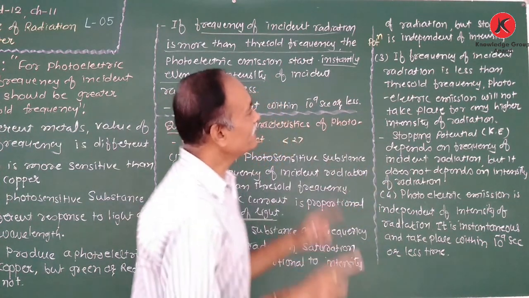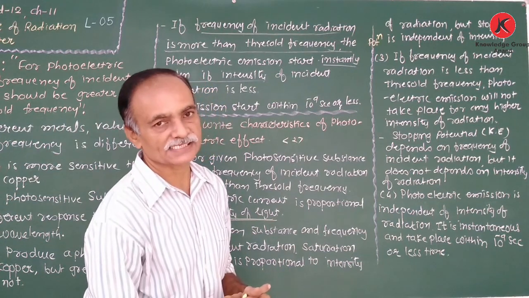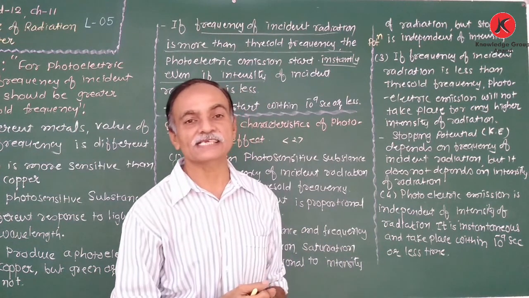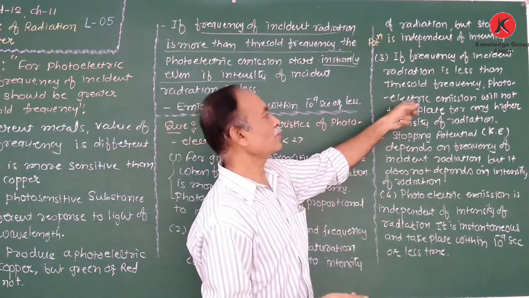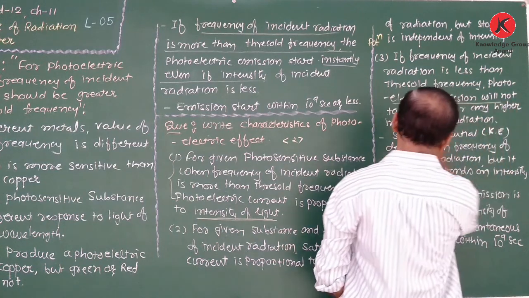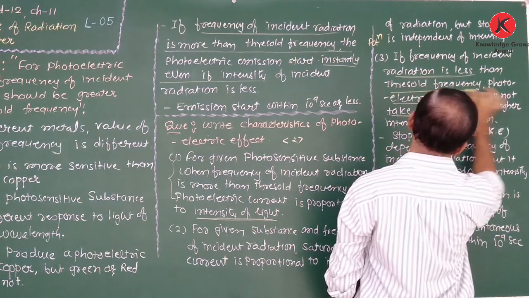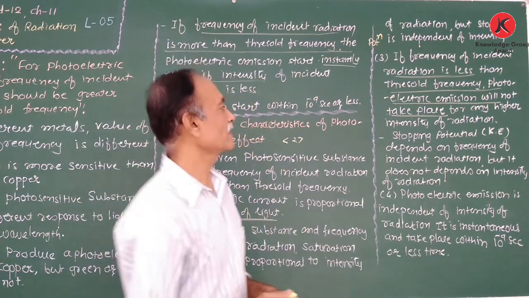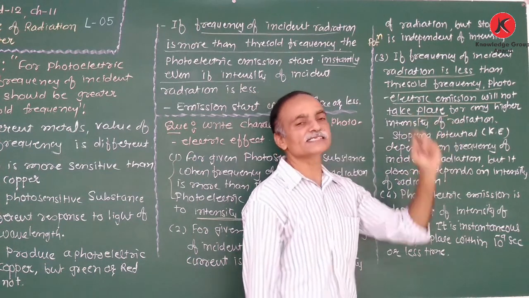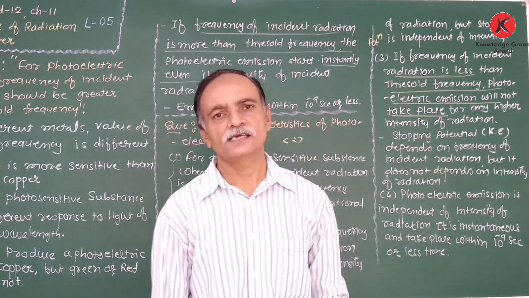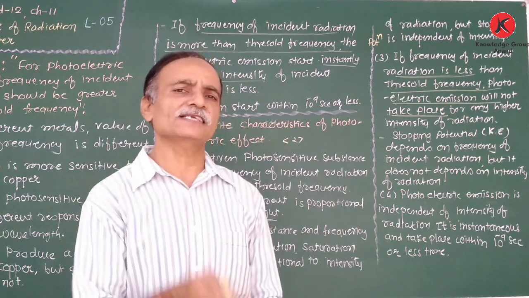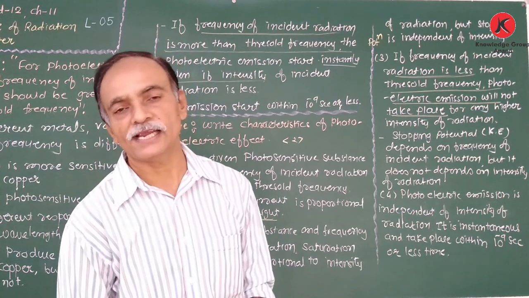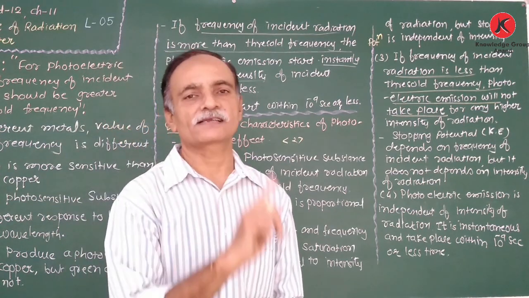Now third, if the frequency of incident radiation is less than the threshold frequency, what happens if f is less than f0? Photoelectric emission will not take place. Photoelectric emission does not start for any higher intensity of the radiation. If the intensity of the radiation is very high, but the frequency is less than the threshold frequency, photoelectric emission will not start.